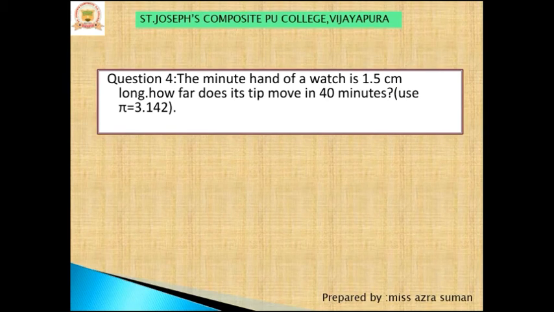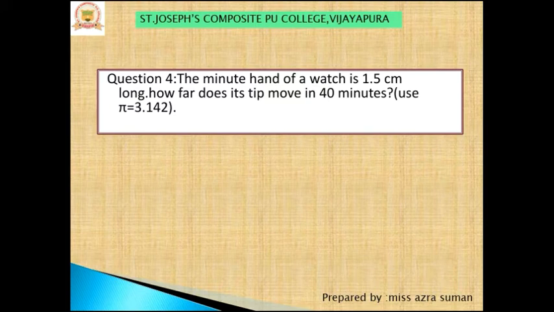Question four: the minute hand of a watch is 1.5 centimeter long. How far does its tip move in 40 minutes? Use pi equals 3.142.